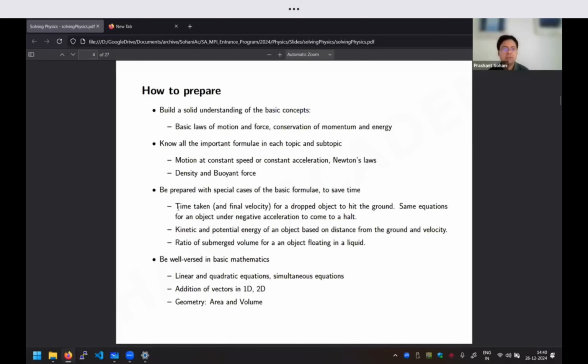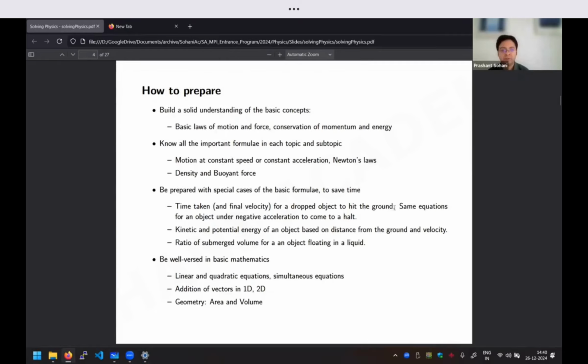For example, if you take a case of an object which is dropped from a height, from the top of a building, and it reaches the ground, typically you can be asked questions like how much time did it take to hit the ground, or what was the velocity when it reached the ground. Now, all of these things can be found from kinematics equations. I think you already know that.